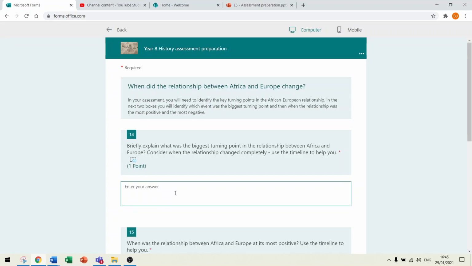So write down the event. So you might just write down, you believe that the Barbados slave code was the biggest turning point, and then because. Yeah, so whatever you think was that reason.